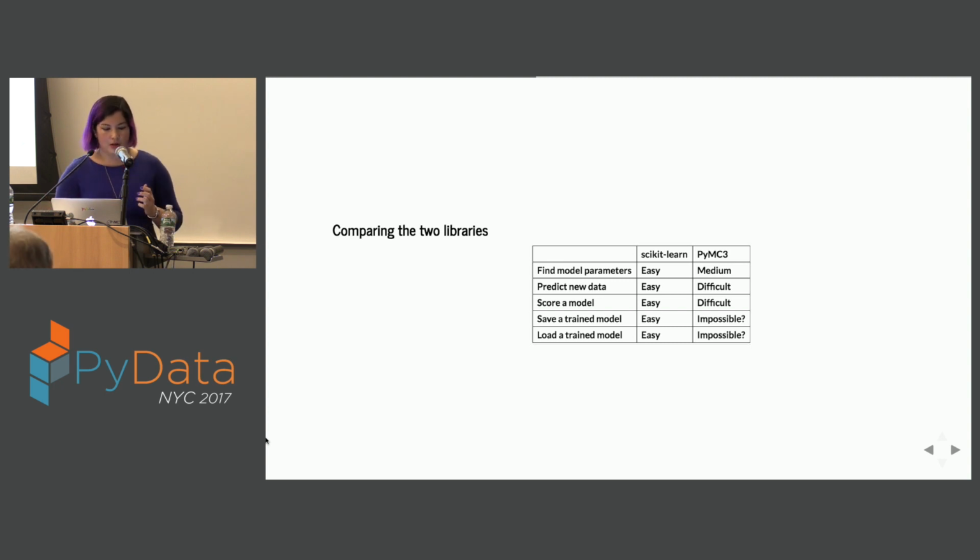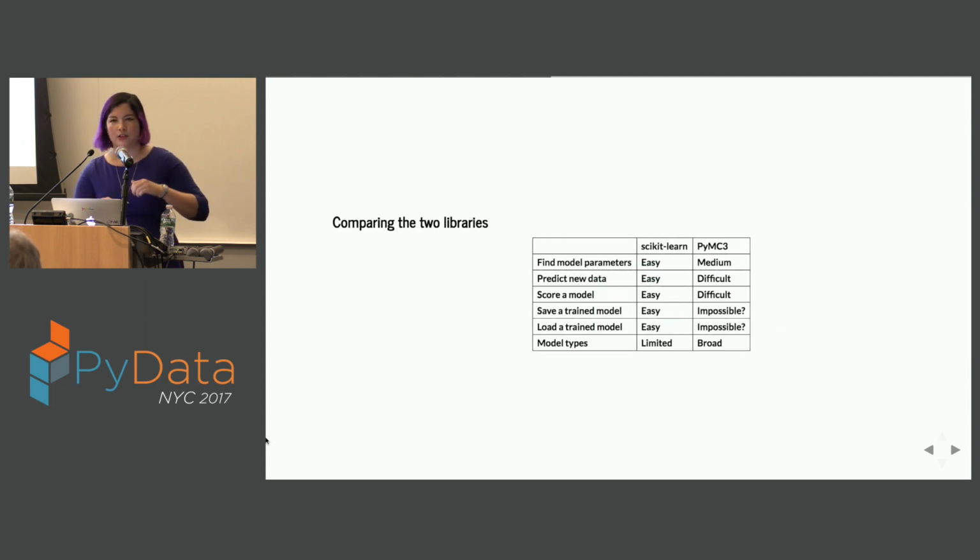All right, so if you're like my boss, you look at this and you're like, why would I ever use PyMC3? So I added in an extra row. Scikit-learn has a limited number of model types available. They're very strict about what makes it into their API. The algorithms have to be really well tested. It has to meet their code requirements. On the other hand, with PyMC3, the model types you can build are very broad. Basically, if you can parameterize it, you should be able to infer the parameters. So you can end up doing a lot more than you can with scikit-learn itself.